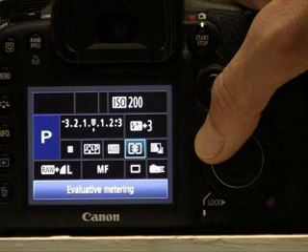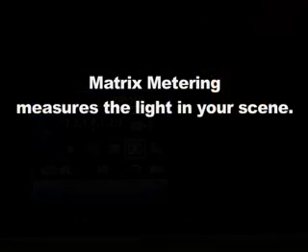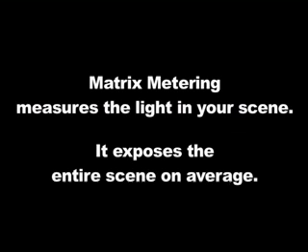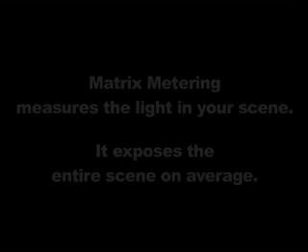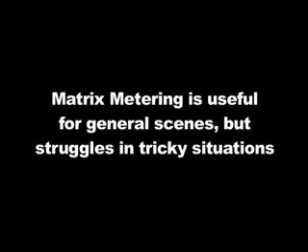Matrix metering. The camera takes into account the whole scene in front of it and then adjusts the exposure accordingly, so everything is exposed on average. This mode is useful for general scenes but cannot expose properly in tricky lighting situations.